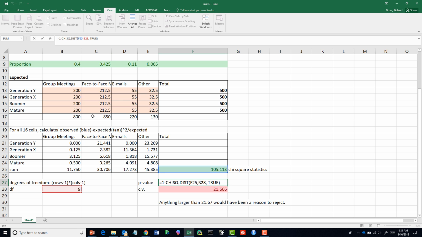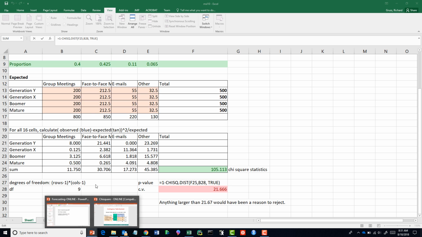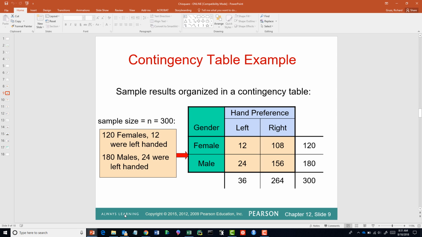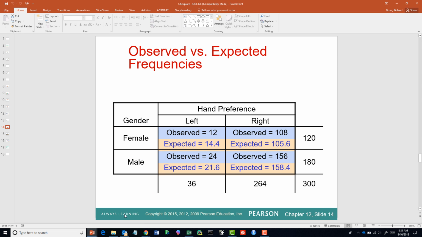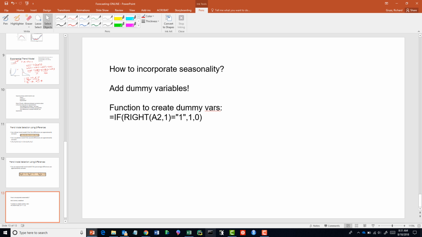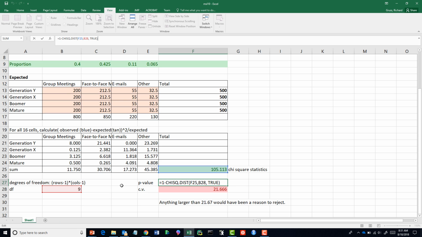tail, and let me see, I had a slide about that. So we want to know the area of the, we're interested in over here, the amount of area over here. So we're going to do 1 minus, we're going to put in our observed statistic, and then do 1 minus that. Well, I'll show you what I mean.